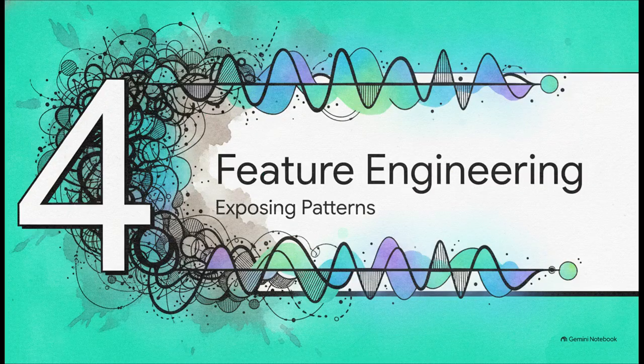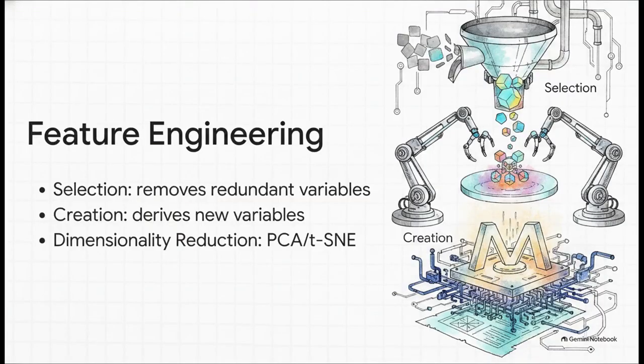Section 4. Engineering features for signal. Exposing patterns. This is the fun part, where we turn famously messy raw log data, and we all know how much of a nightmare those can be, into clear, actionable signals the model can actually see. This process really breaks down into 3 key tactics. First, selection, which simply removes redundant variables. Because hey, fewer features mean faster, more accurate models.